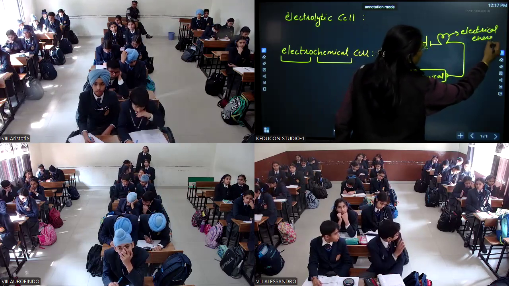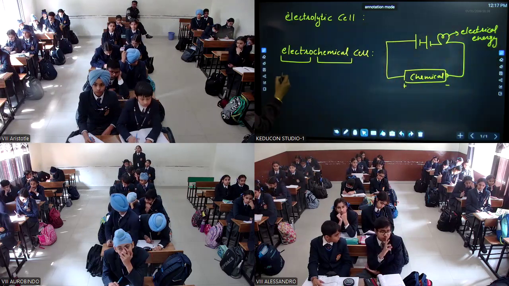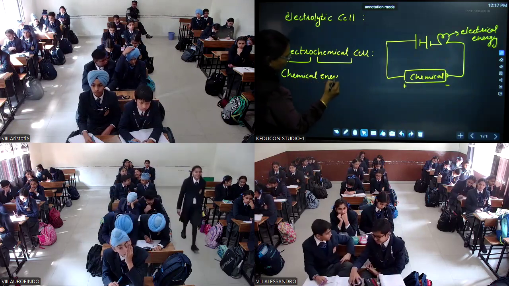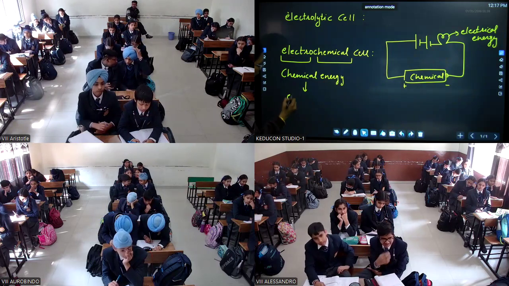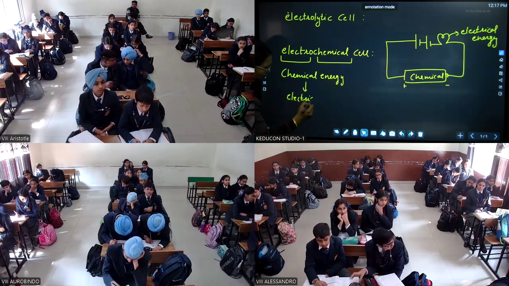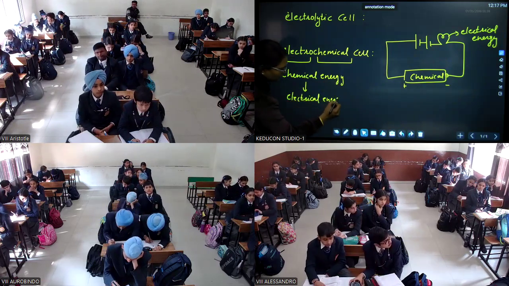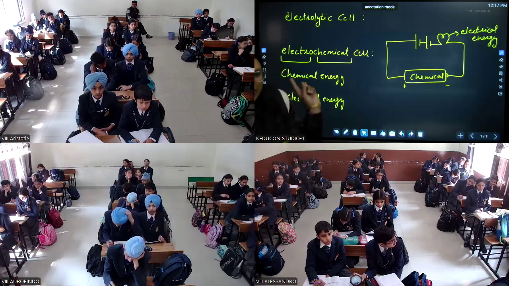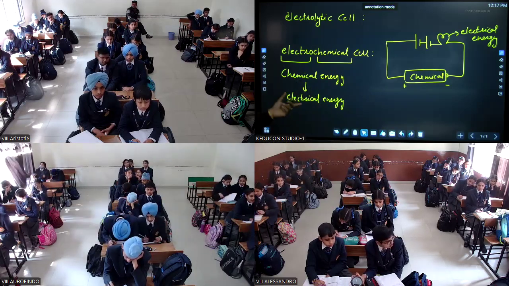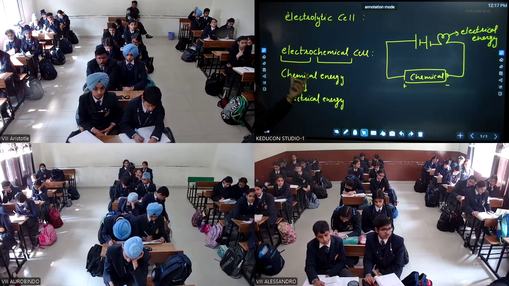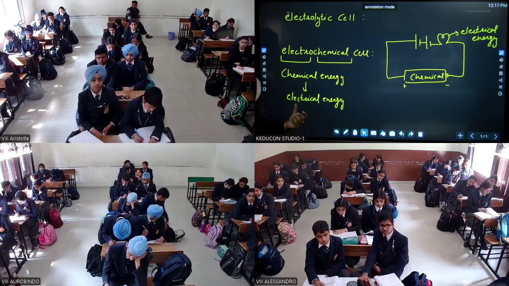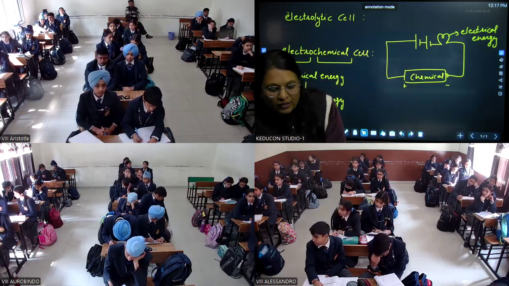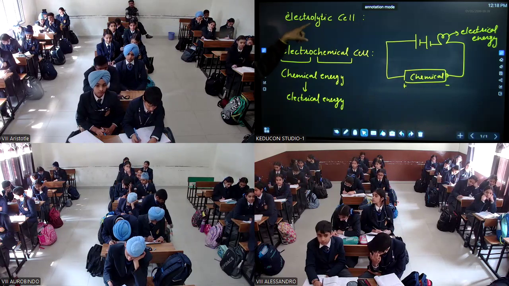So we can write, in electrochemical cells, chemical energy converts into electrical energy. Is this clear? Does everyone understand? In electrochemical cells, chemical energy is getting converted into electrical energy. We will use the energy of this cell and produce electricity. Is this clear? And the reverse happens in this case.